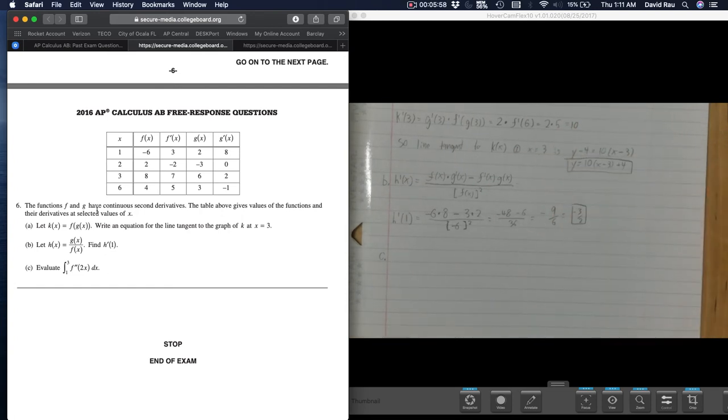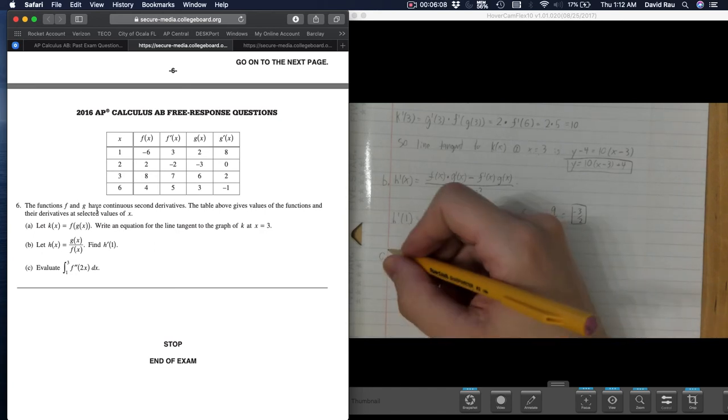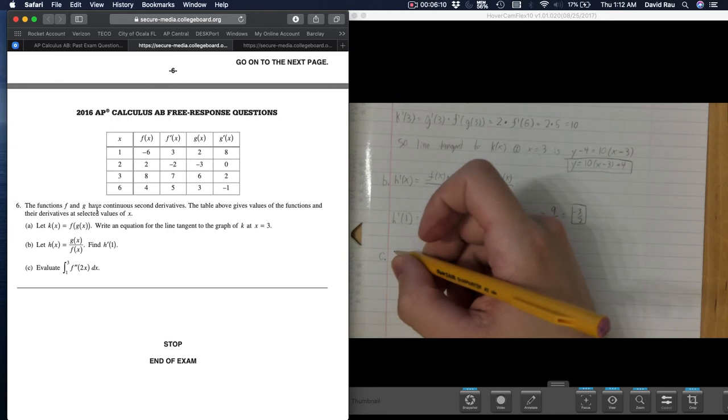Gosh, no, I'm not. I'm going to figure it out. 54 over 36. If you take out, yeah, you'd have 9, you'd have 6. Okay, whatever. Up next, evaluate this crazy thing.